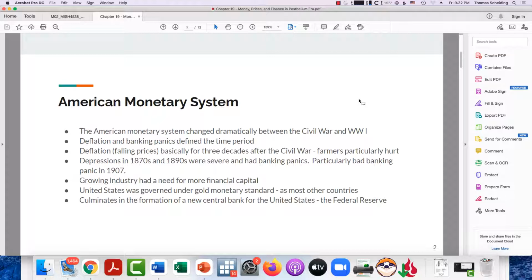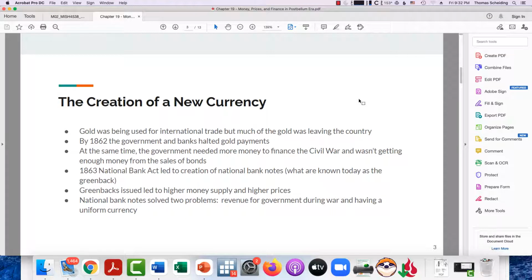Additionally, what we see here is the United States was essentially operating under the gold monetary standard, as most of the other countries were. And the problem with this gold standard was that the gold was basically leaving the country because it was being used by individuals to buy goods that were imported from Britain. So because all the gold was leaving for international trade purposes, the government and banks stopped gold payments in exchange for currency.